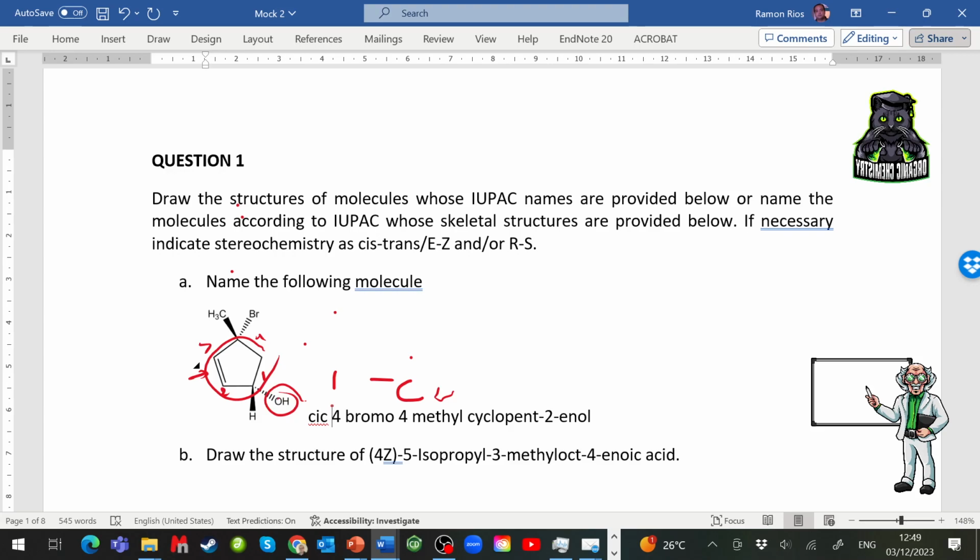And if we want to know if it's R or S, we can do it very easily. In the first stereocenter, this is 1, 2, 3. That means this would be R, but it has to be S, so it is 1S. Here is 1, 2, 3, and again it's S, but it has to be R. So 1S, 4R, cis for bromo, for methyl, cyclopent-2-enol.